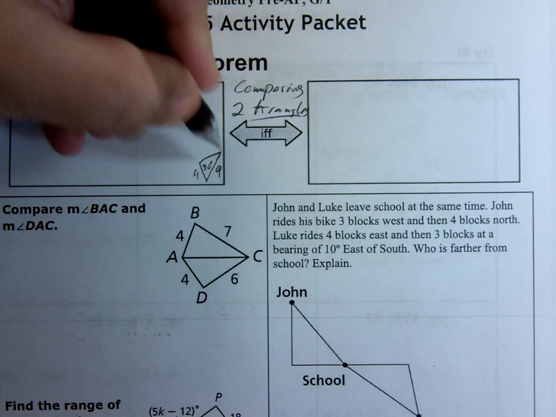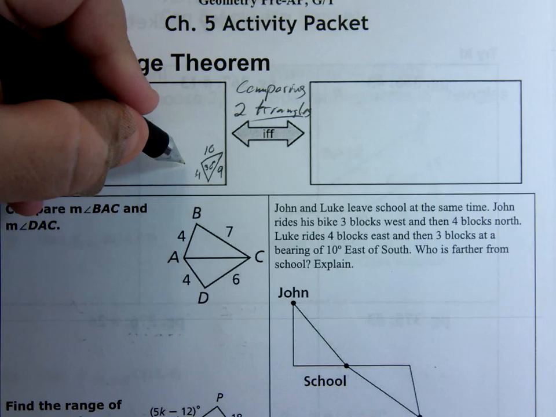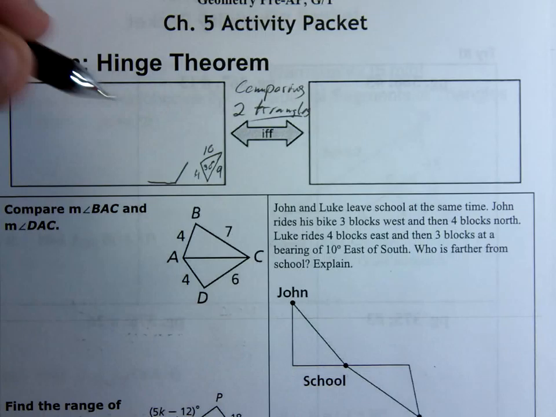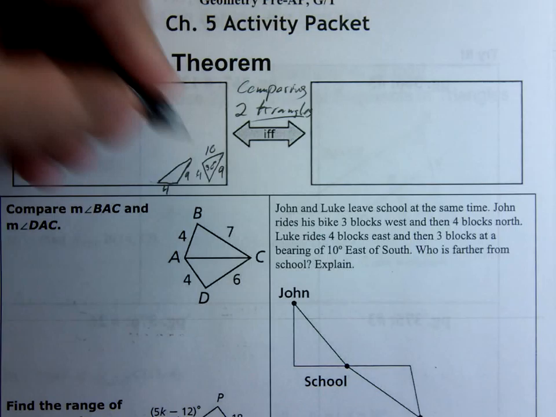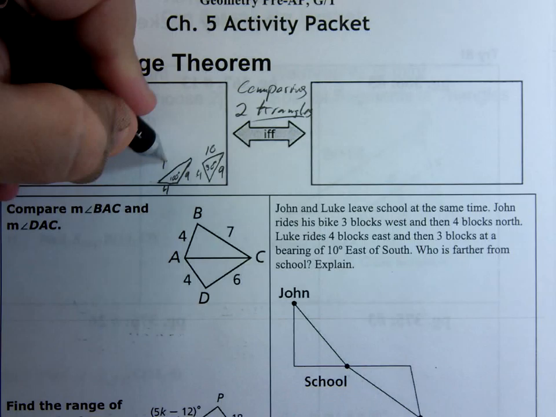Now I'm gonna draw a similar triangle, well not similar, excuse me. I'm gonna draw another triangle with the same lengths, but a different included angle. So 9, make that a 4, make that a bit smaller. Okay, there we go. And let's make this side 100, make this angle 100 degrees. And this side will make 12.